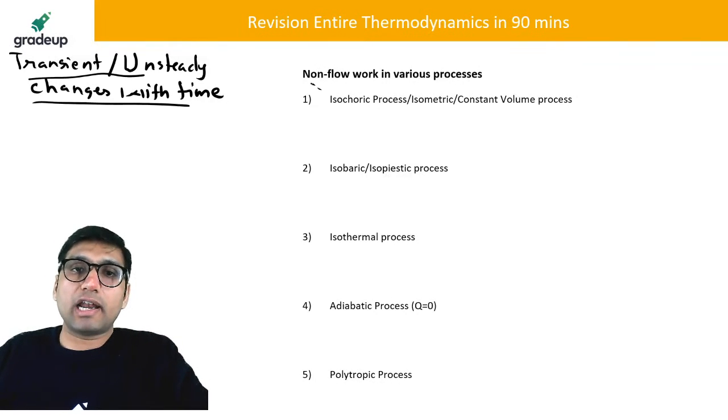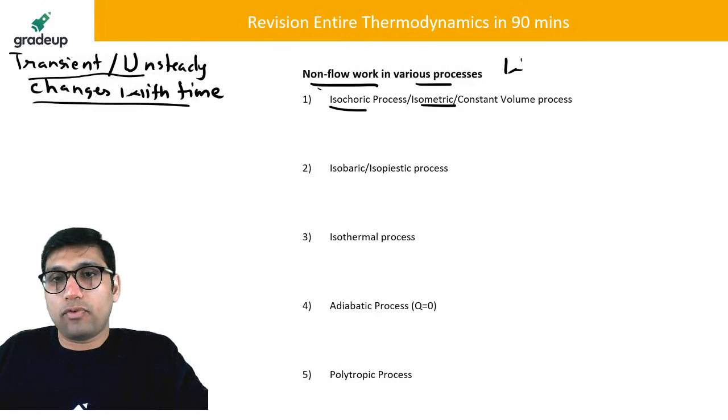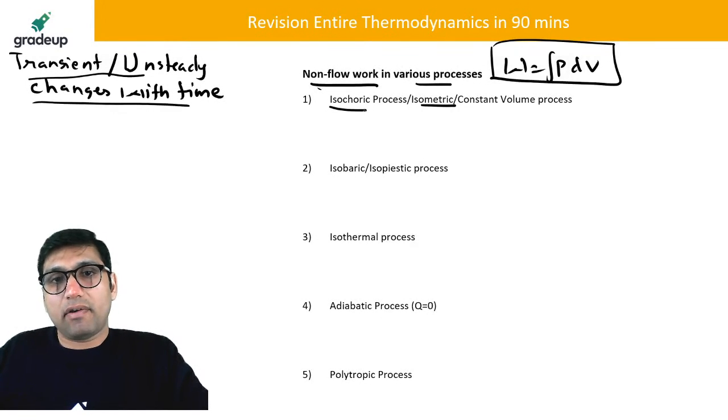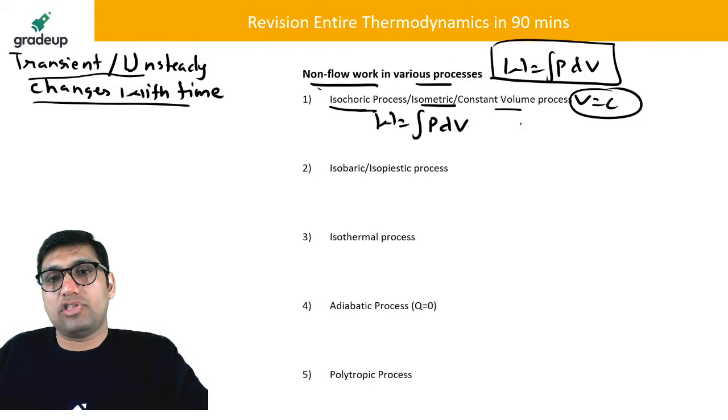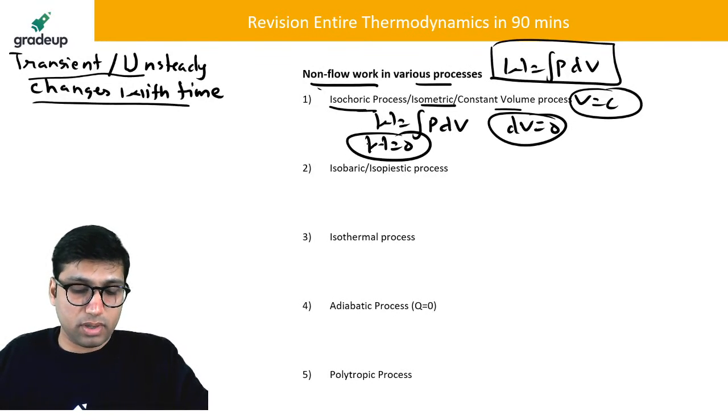Now we are going to study non-flow work in various processes, starting with isochoric. Non-flow work means this PdV work. Now PdV work in an isochoric or constant volume process, where volume is constant: work is equal to the integral of PdV. The change in volume will be 0, so this work will also be 0. Non-flow work will be 0 for a constant volume process.